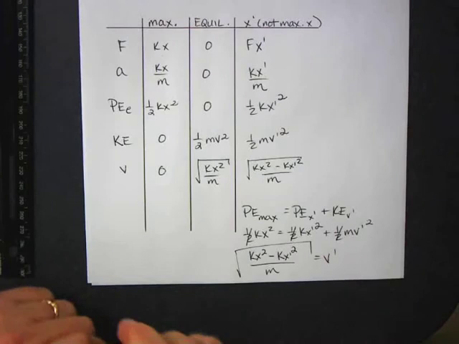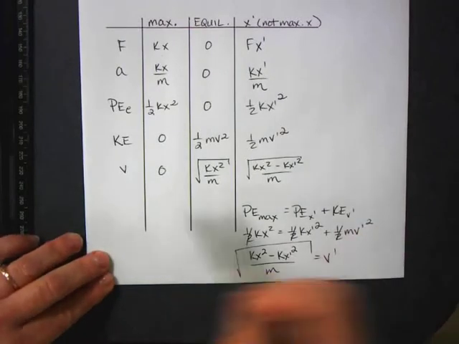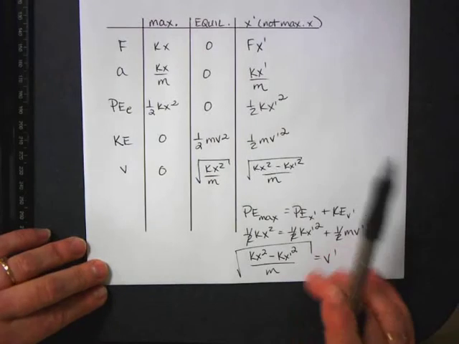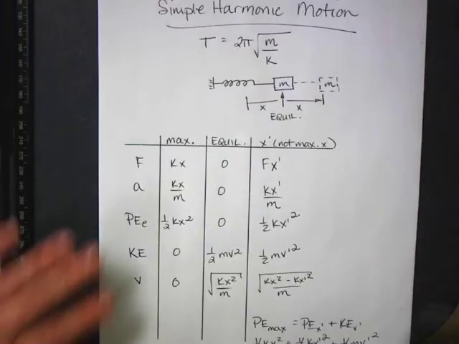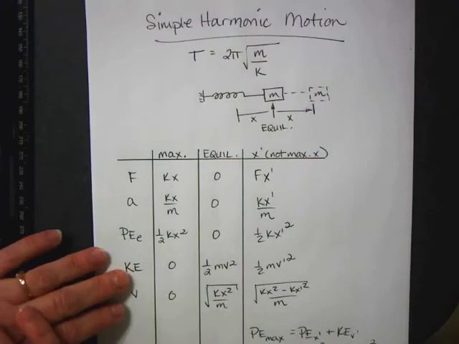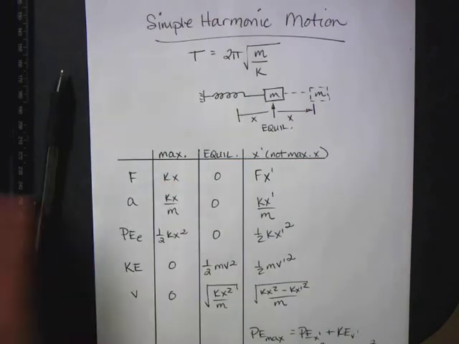Okay? So this is the table now with pretty much everything filled in. We're going to go on and create this same table, but instead of simple harmonic motion of a mass on a spring, the next thing will be simple harmonic motion of a pendulum.